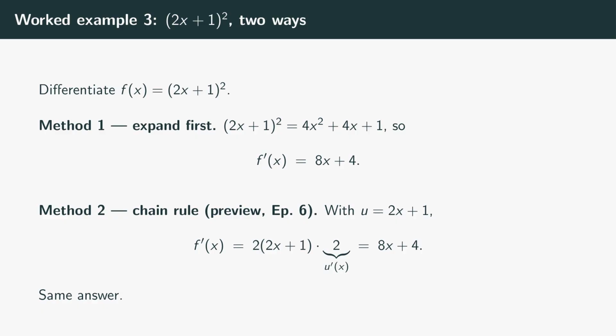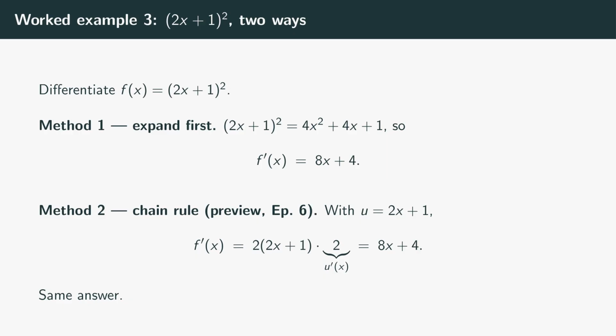Third example, and the most interesting one, differentiate the quantity 2x plus 1 squared. There are 2 ways to do this, and I want you to see both, because they preview an idea we'll formalize in episode 6. Method 1, expand first. 2x plus 1 squared is 4x squared plus 4x plus 1. Now apply the rules. Derivative of 4x squared is 8x.